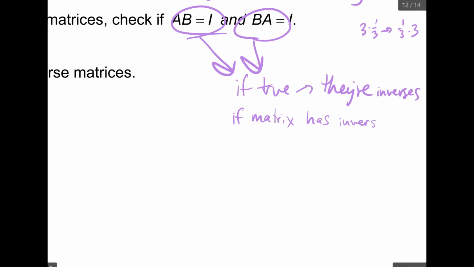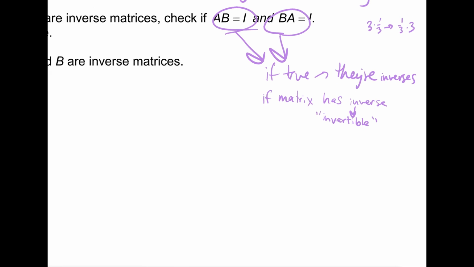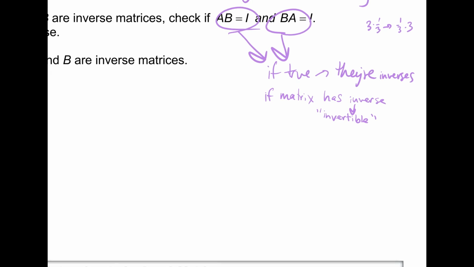Okay. If the matrix has an inverse, guess what we call it? Invertible. It's invertible. Check it out. Yep, it's invertible. Alright, cool. So we can try this first one.